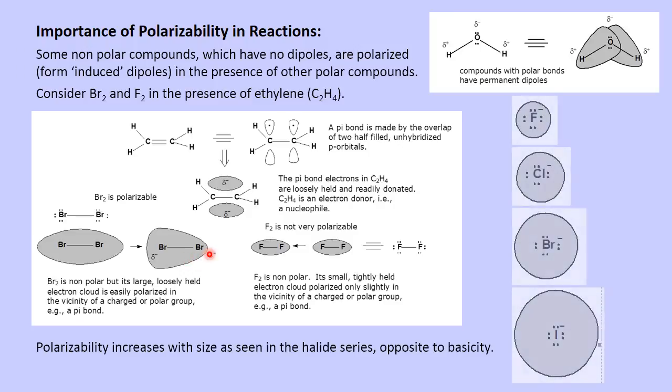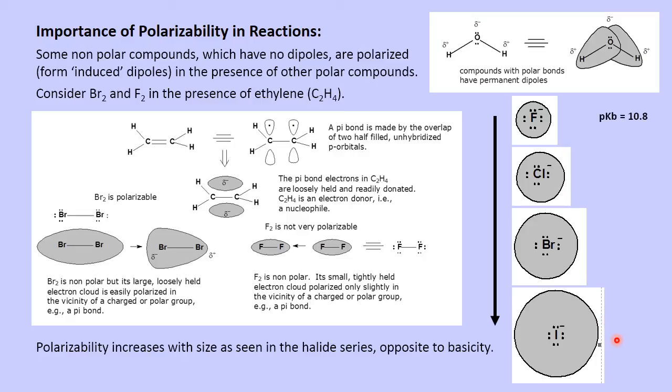Let's look a little further and let's compare the polarizability trend in the halide series. So here's fluoride, chloride, bromide, and iodide. What I'm saying here is that the polarizability increases down the group, and the nucleophilicity therefore also increases down the group as chloride is bigger than fluoride, bromide is bigger than chloride, iodide is bigger and softer and more polarizable than bromide. And this actually goes against the trend in basicity.